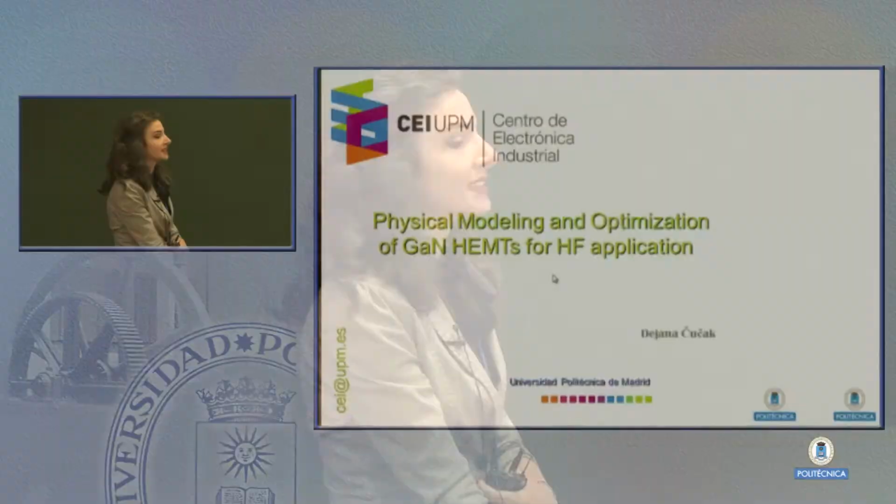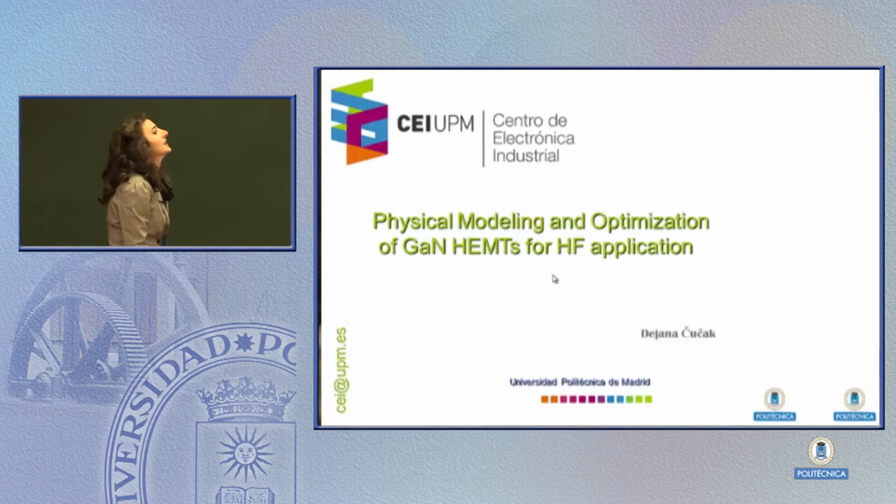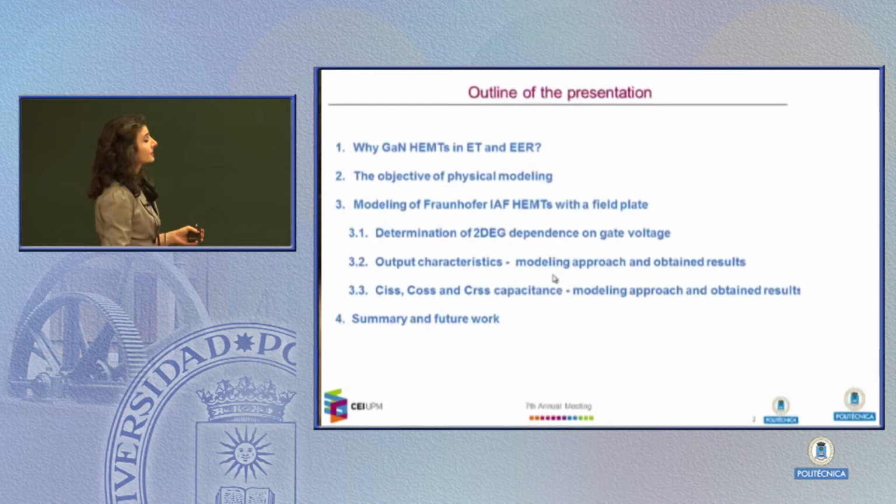Today's presentation will be about physical modeling and optimization of gallium nitride high electron mobility transistors for high-frequency application. So, first of all, I will address why gallium nitride HEMTs are so suitable for high-frequency applications such as envelope tracking and envelope elimination and restoration techniques. And afterwards, the objective of this physical modeling will be presented and explained.